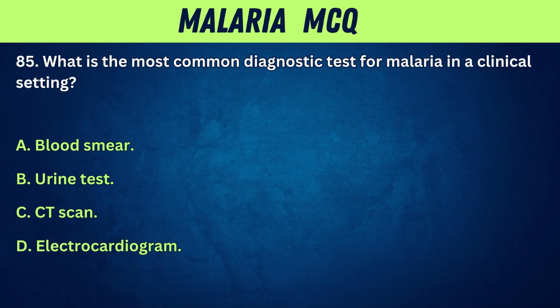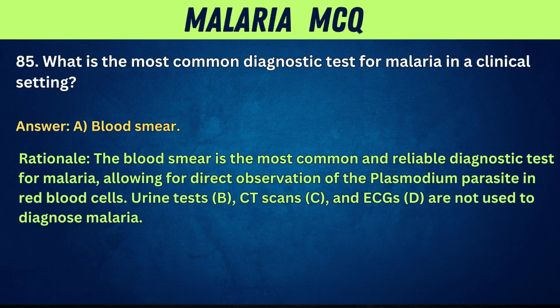85. What is the most common diagnostic test for malaria in a clinical setting? A. Blood smear. B. Urine test. C. CT scan. D. Electrocardiogram. Answer: A. Blood smear. Rationale: the blood smear is the most common and reliable diagnostic test for malaria, allowing for direct observation of the Plasmodium parasite in red blood cells. Urine tests, B, CT scans, C, and ECGs, D, are not used to diagnose malaria.